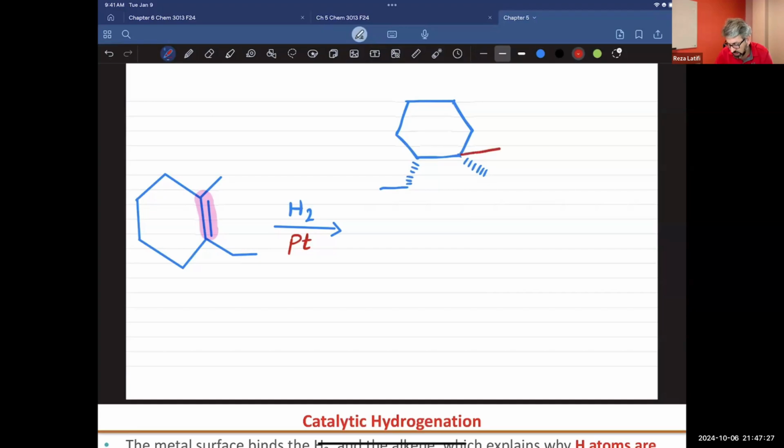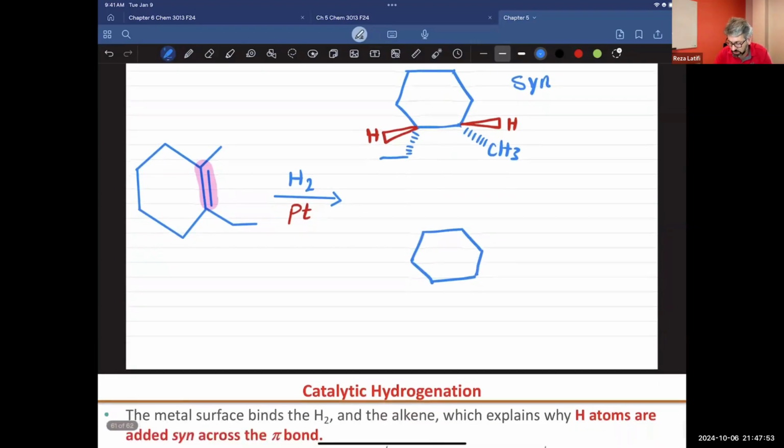So we will have hydrogen there and another hydrogen here, and those hydrogens are pointing to us. And here we have CH3 and ethyl. Addition happened from the top and from the same side, and that's the reason we call it syn. Or we might get this one.